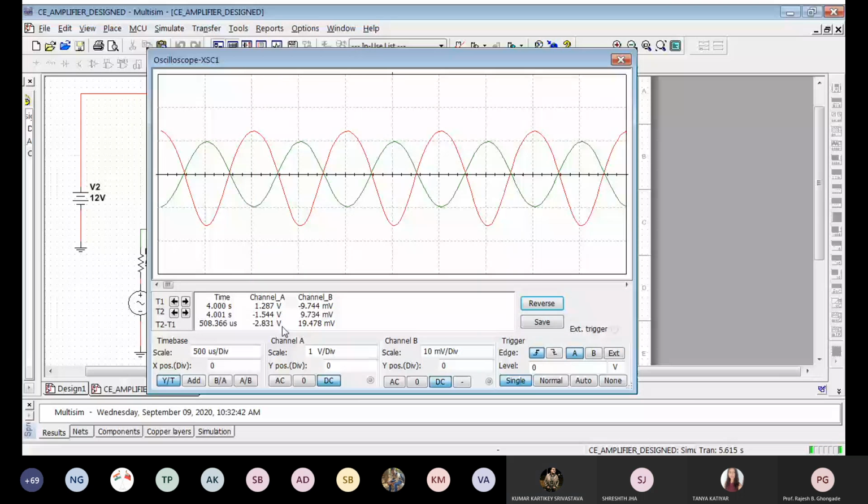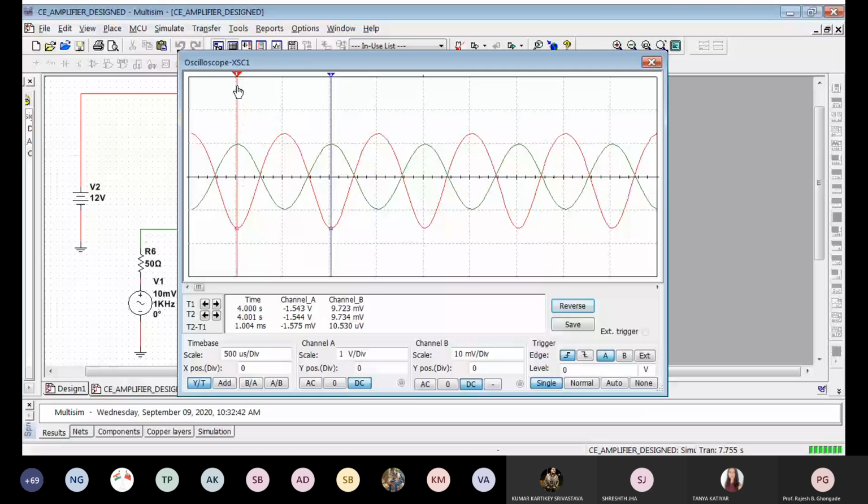What is the input? Look at this scale. So how to find out the peak to peak values? The vertical scale is 2.8 into scale, that is 1, giving me a peak to peak value of output voltage as 2.8 volts. Okay? Now if I want to measure the input as well, what will I do? I will again measure the peak to peak values of the input. Obviously they have to be about 20 millivolts.